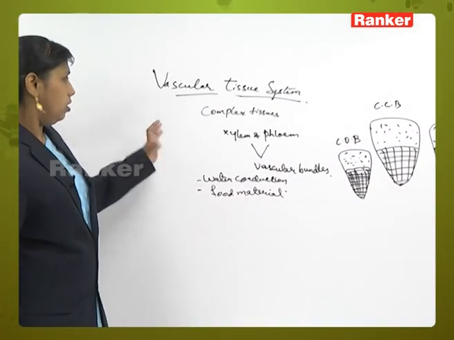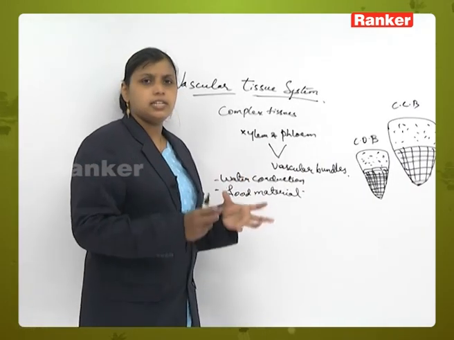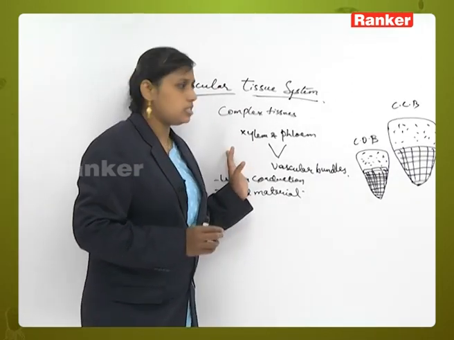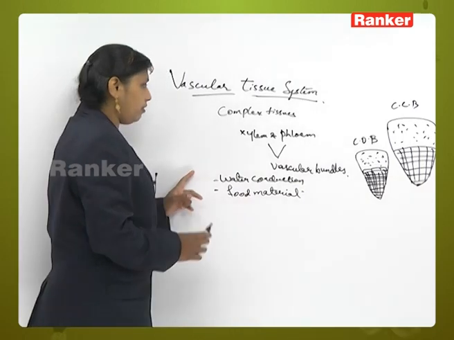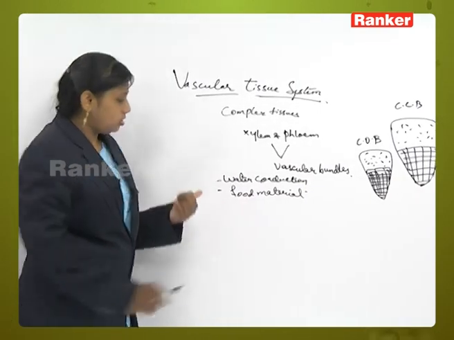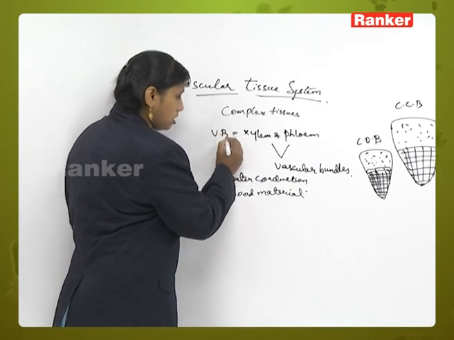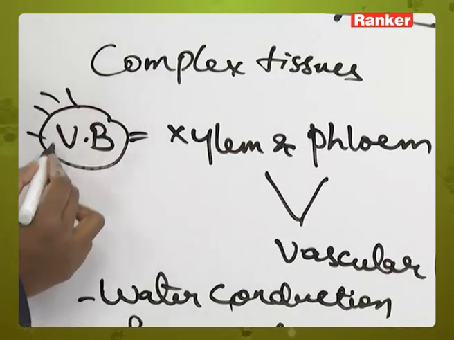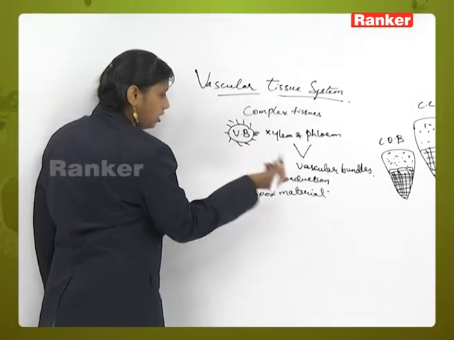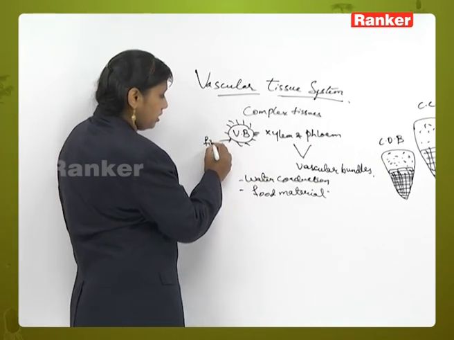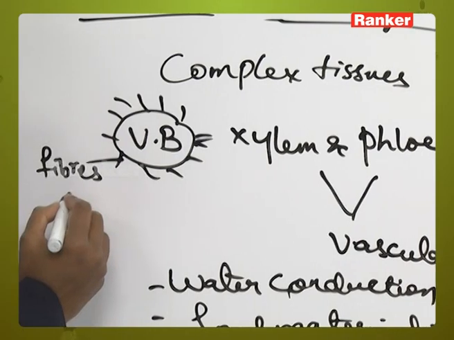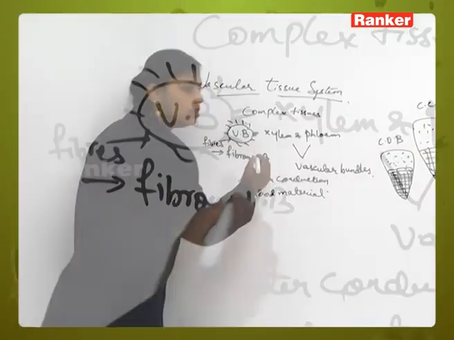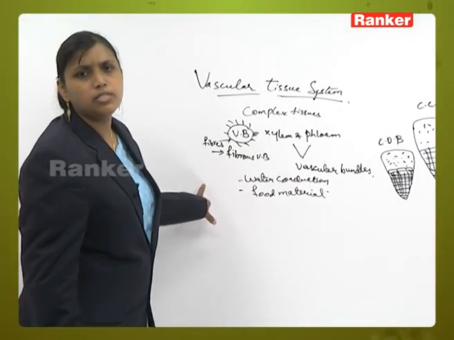Right? So these two elements, xylem and phloem, are arranged together and scattered in the ground tissue, and together make a vascular tissue system. Now in some plants, xylem and phloem together make a vascular bundle. If this vascular bundle is surrounded by fibers, for example assume these are fibers, then this type of vascular bundle is called a fibrous vascular bundle.